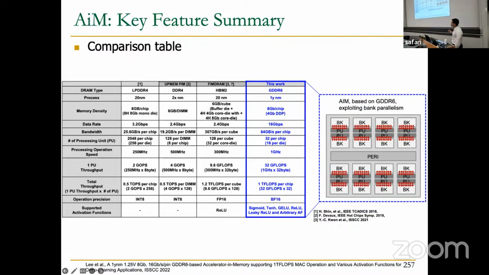For some reason, they managed to get to a much higher frequency than both UPMEM and Samsung. They don't fully explain why. So good for them. They reached 1 gigahertz. The throughput of their system is 1 teraflops per chip, so 32 teraflops in total if they have 32 chips in the system, and they are targeting floating point precision for neural network inference, and they have support for several different activation functions of the neural network.